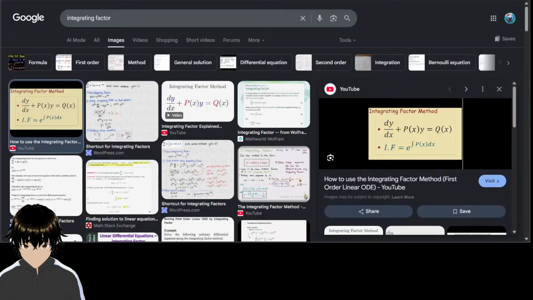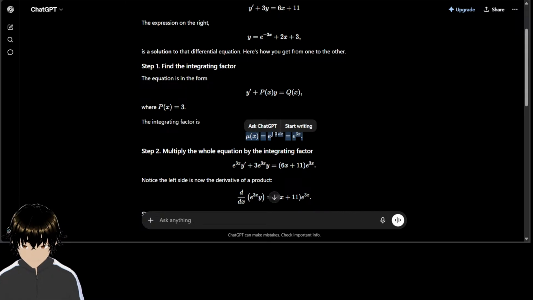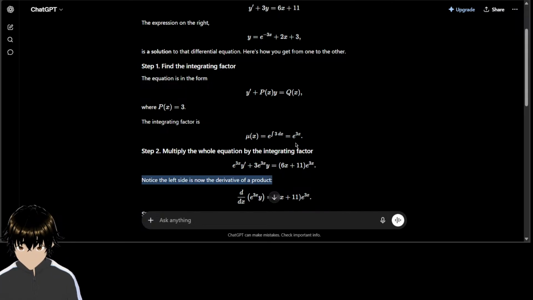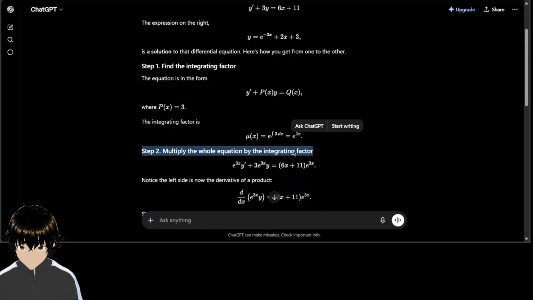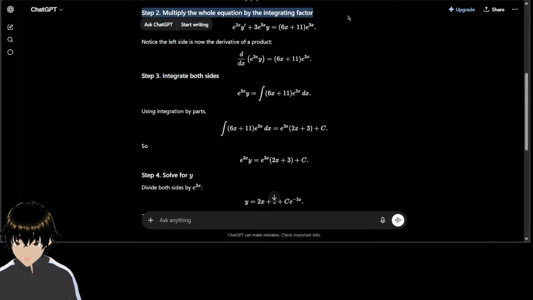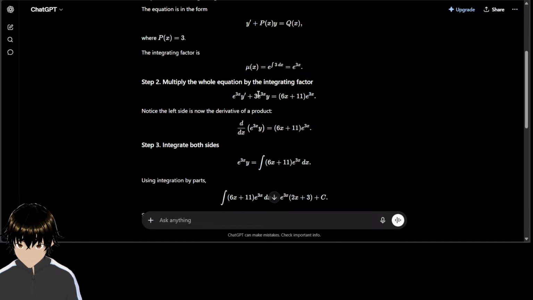P of x, and then the derivative. Wait, no, I'm skipping steps. This is actually just the answer to the integration of p of x, I think. Integration of p of x, yeah. Oh, multiply the whole equation by the integrating factor. So this is the integrating factor.